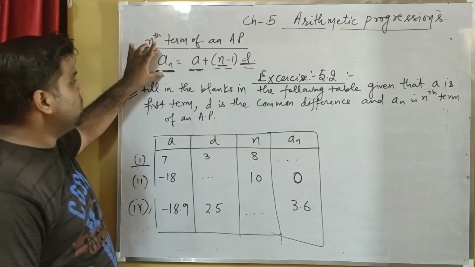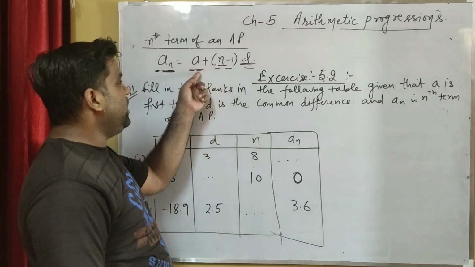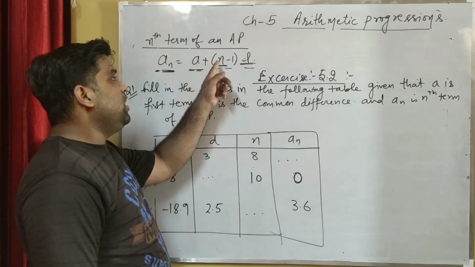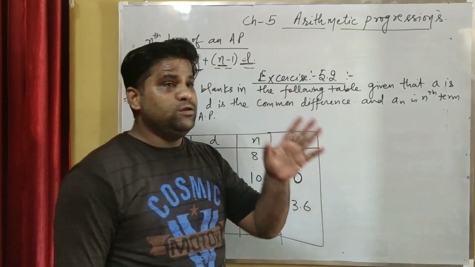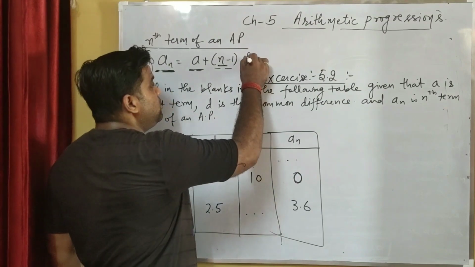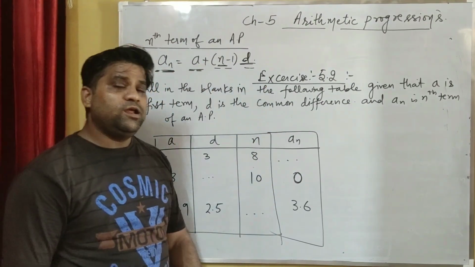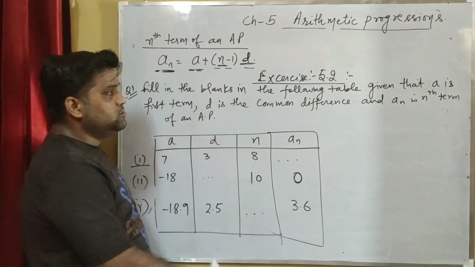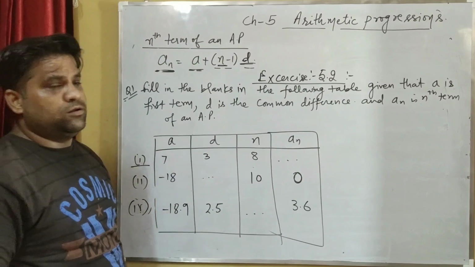Here the nth term is given by the formula A plus n minus 1 into D. Here A is the first term of an AP, n is the number of terms given in the AP, and D is the common difference between the terms in an AP. Now let us come to exercise 5.2 and try to apply that formula.